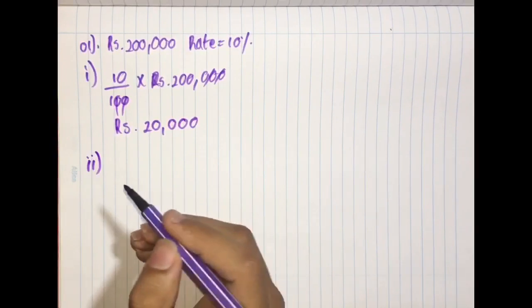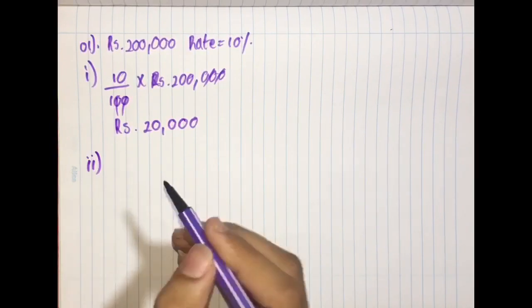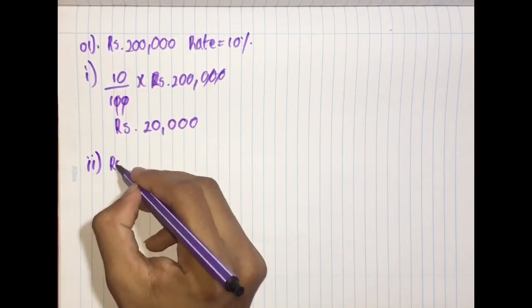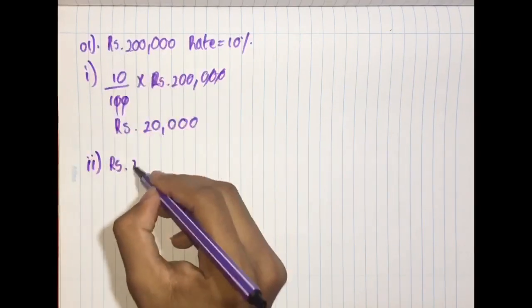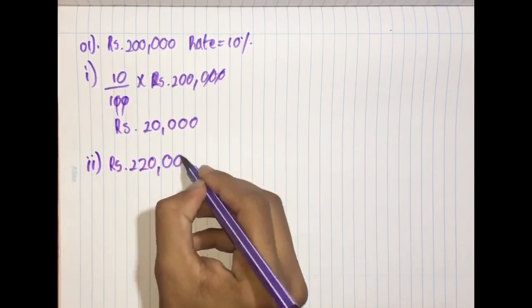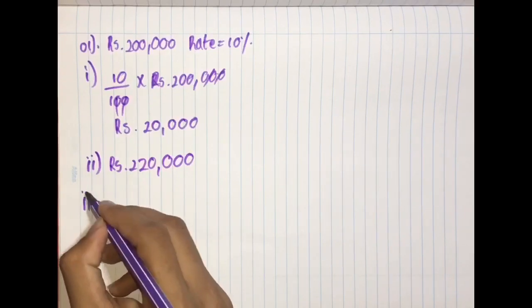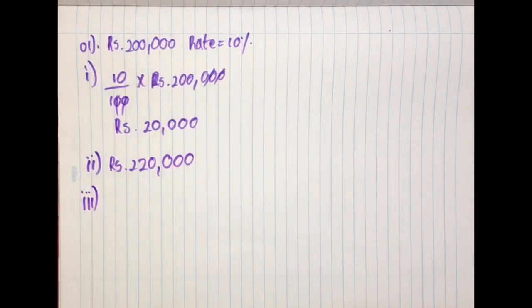What is the second one? What is the total amount he invested in the company? He is investing how much? The interest and the amount he had. Altogether how much then? It is equal to 220,000. Is that clear? Okay.